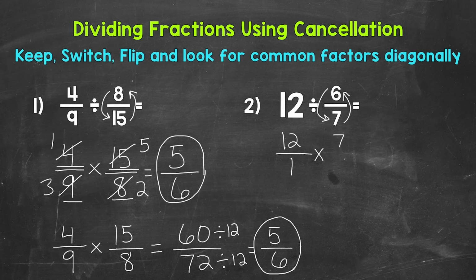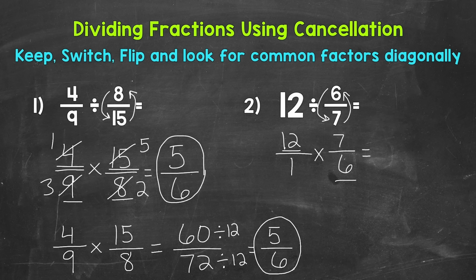So 7/6. Now we can multiply straight across, but before doing so, we can look to use cancellation. So let's look diagonally for common factors other than 1. Let's look at 12 and 6 first. Are there any common factors other than 1 that we can divide by?